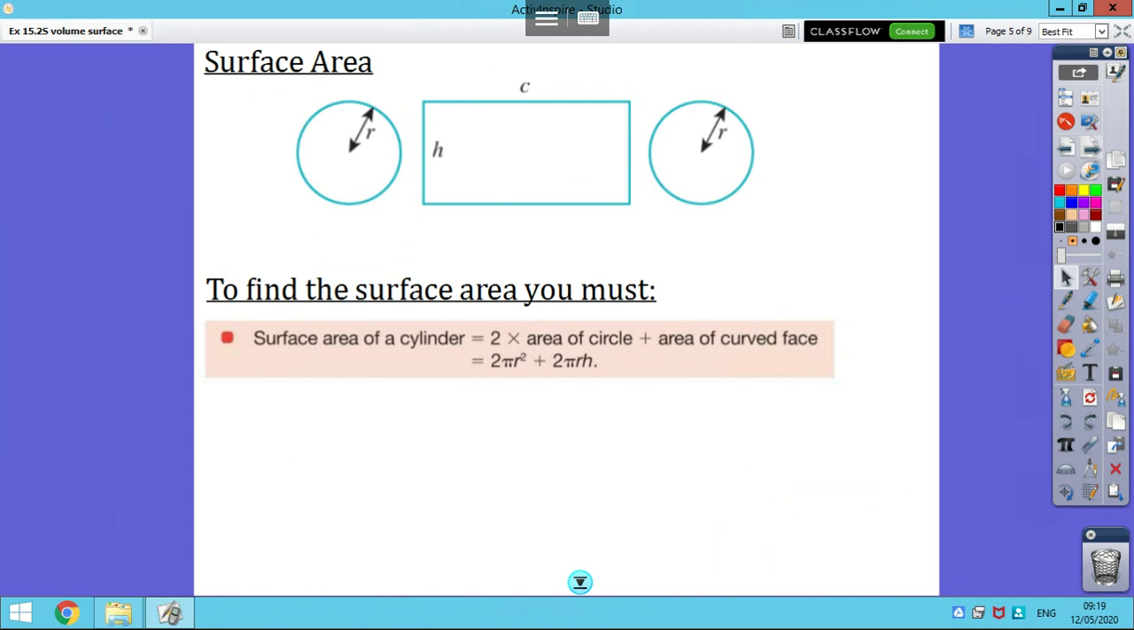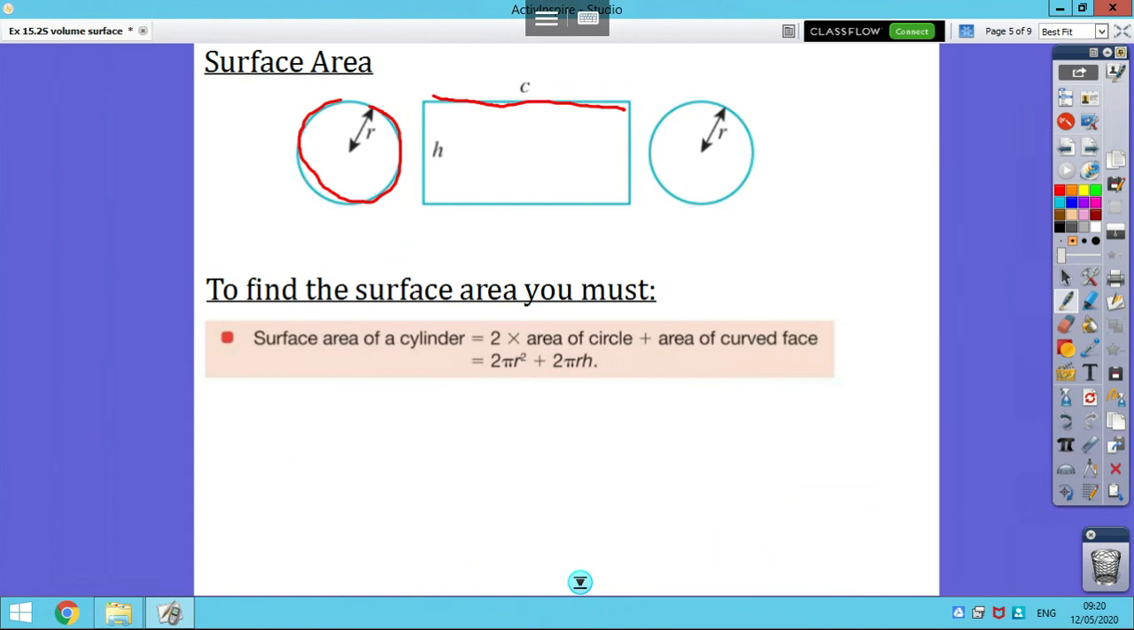Okay, let's talk about the surface area now. Okay, firstly we're going to think about the surface area is obviously the area of all the surfaces of a cylinder. So you're going to have your two circles, at either end. And then you've got that curved edge that joins those 2 circles. Now, if we really think about it, this length here is going to be the same as that length there.